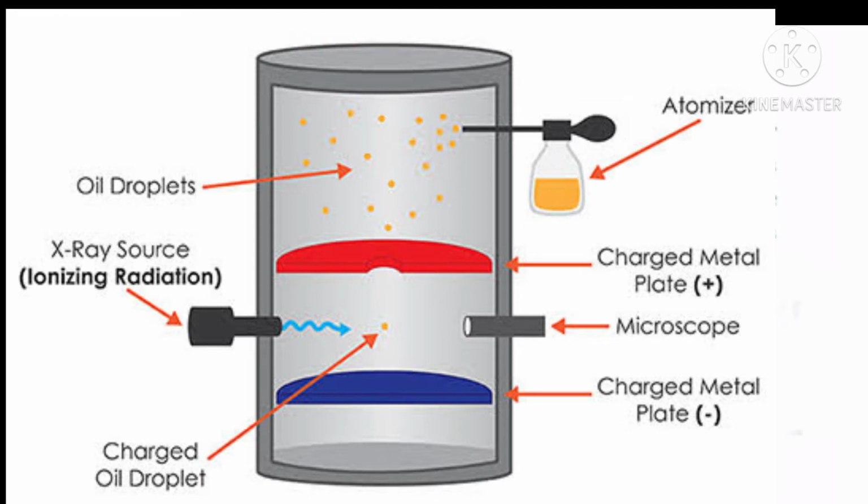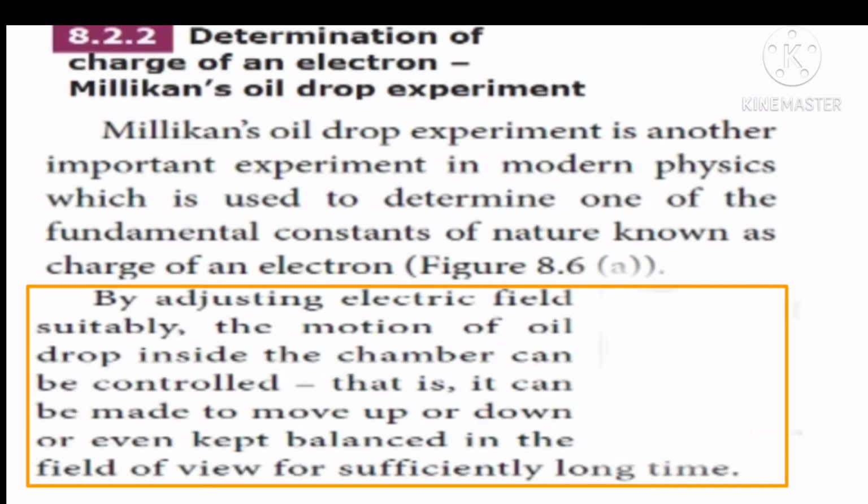Next, what is the principle behind this experiment? By adjusting the electric field suitably, the motion of the oil drop inside the chamber can be controlled. That is, it can be made to move up or down or even kept balanced in the field of view for a sufficiently long time.